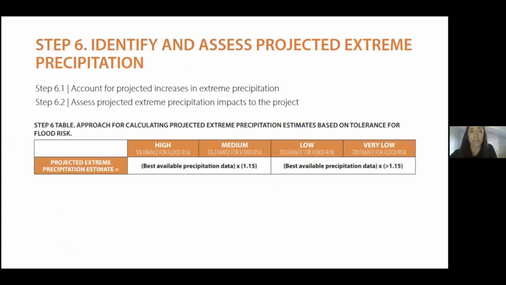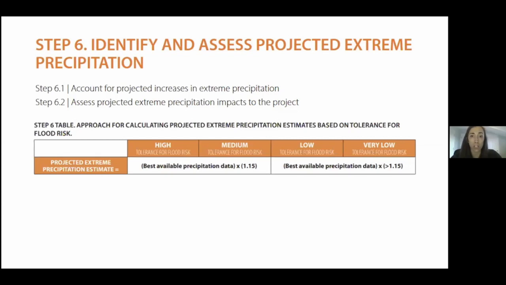So step 6, moving on, prompts you to first account for projected increases in extreme precipitation based on your tolerance for flood risk, and then to assess potential impacts to your project. In general, step 6.1 directs you to account for a 15% increase in extreme precipitation estimates if your project has a high to medium tolerance for flood risk, and to account for greater than 15% increase in extreme precipitation estimates if your project has a low to very low tolerance for flood risk.